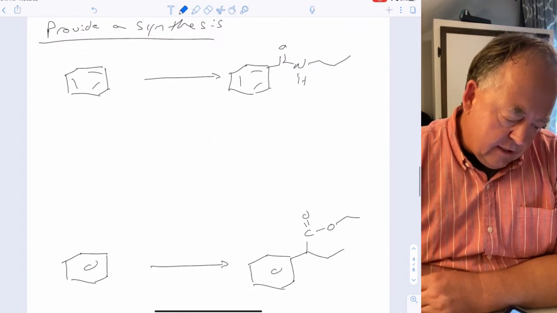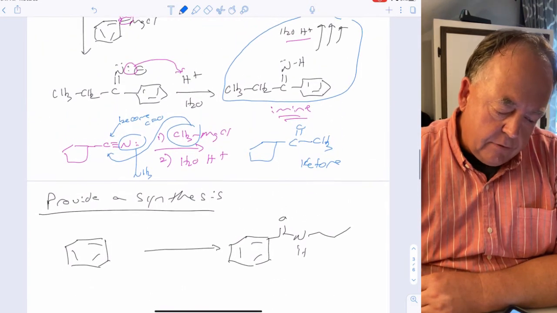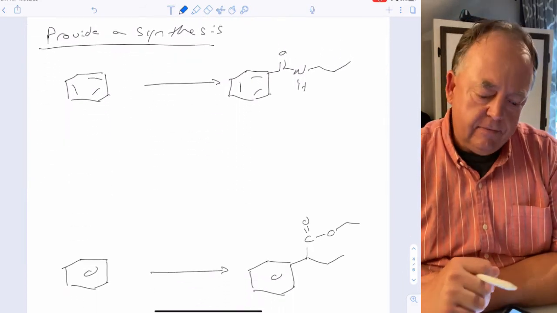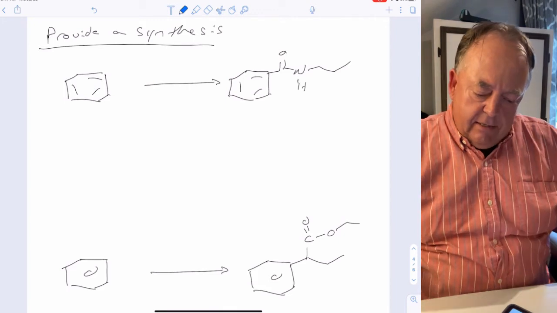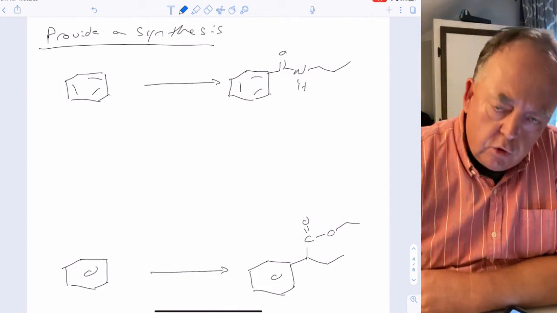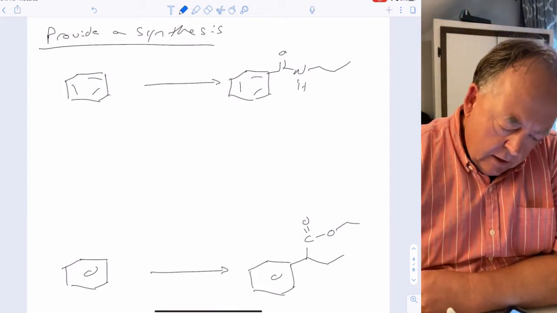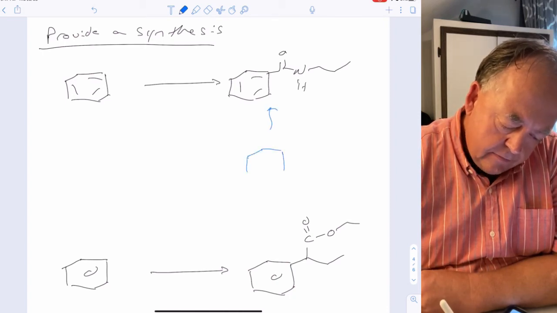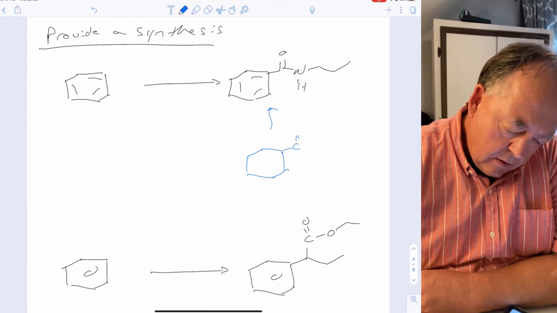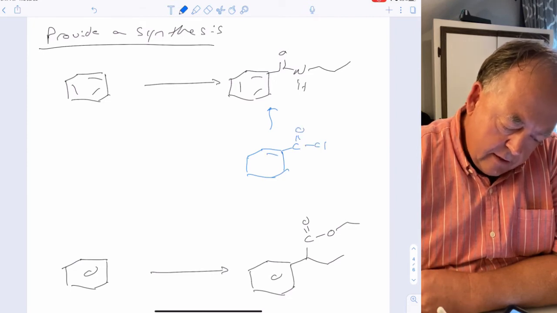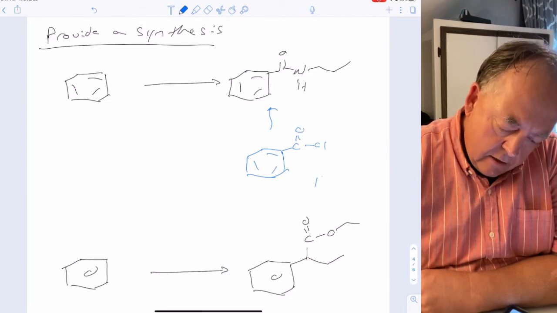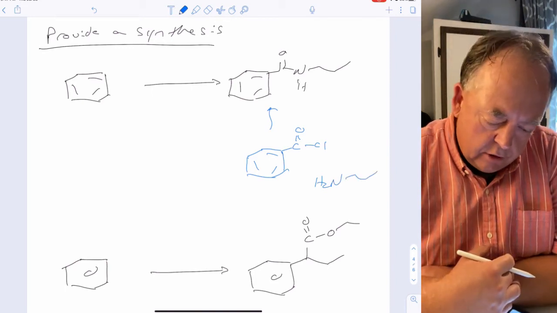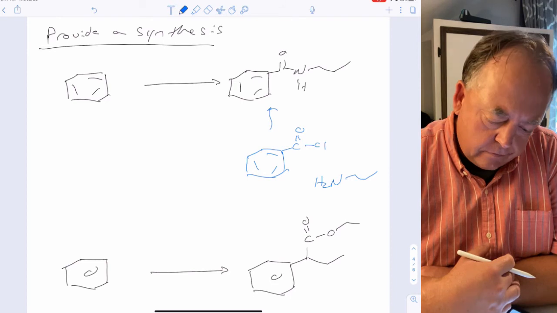Okay, so that's it for the reactions of this chapter 21. So let's apply these reactions and do a little bit of synthesis. If we take benzene, how do we make these 2 molecules from benzene? Okay, so we know how to make amides. So how do we make amides? If we had that acid chloride and we had that amine, they would react with each other to make that amide, right?